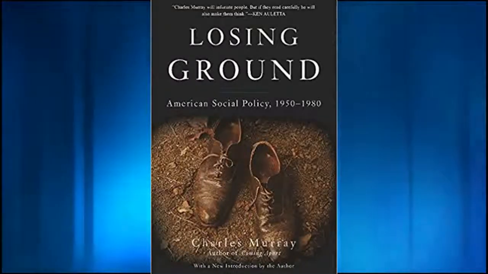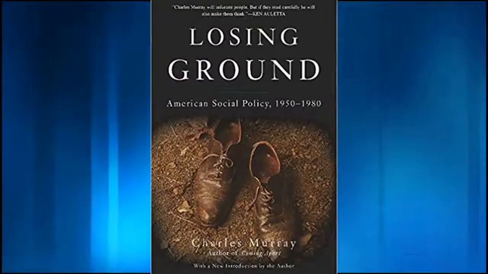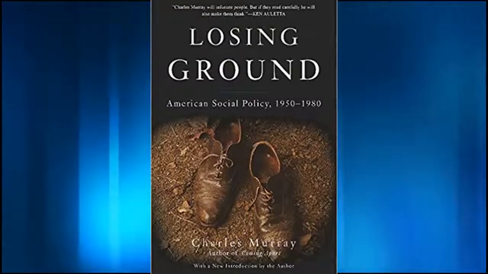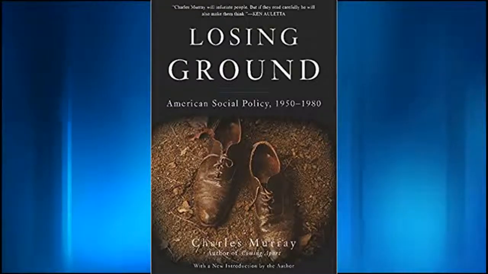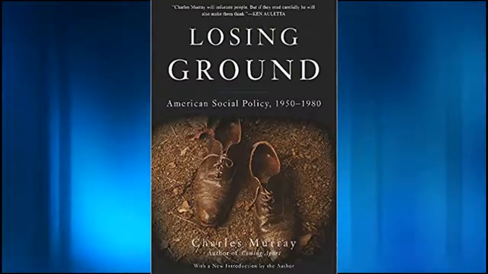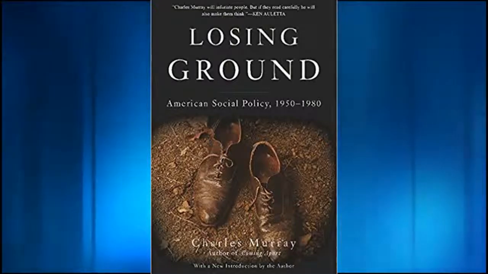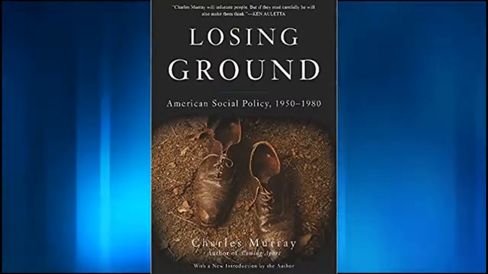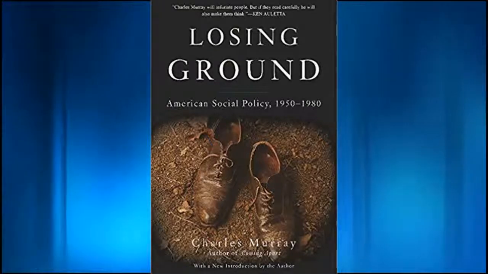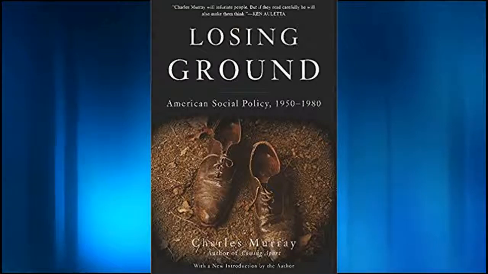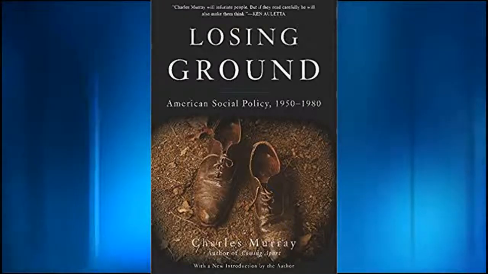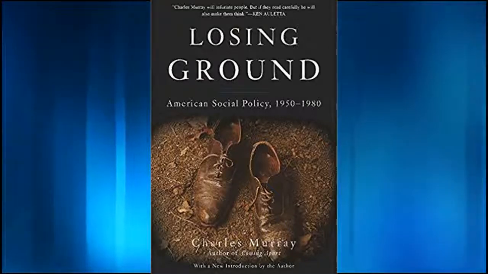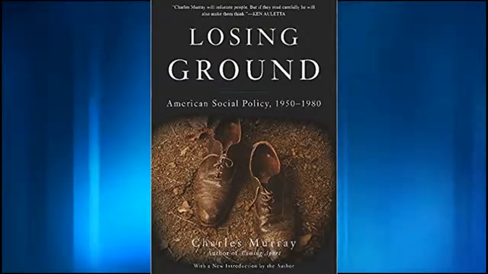So I read Losing Ground by Charles Murray. I've been told to read this book for a while. It's been cited to me multiple times. The subtitle is American Social Policy 1950 to 1980, which, as boring as it sounds, is pretty much what the book is about. It goes through and analyzes the data from 1950 to 1980 and compares crime data, poverty, and single motherhood, the rising rates of which we're seeing today.